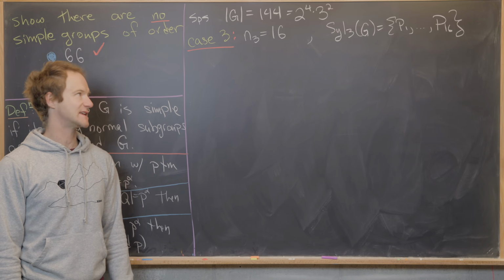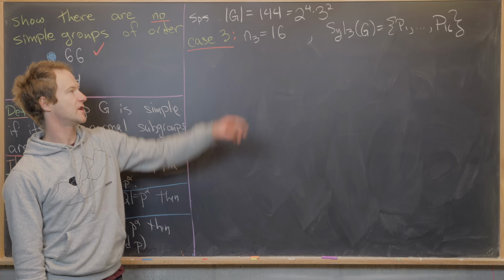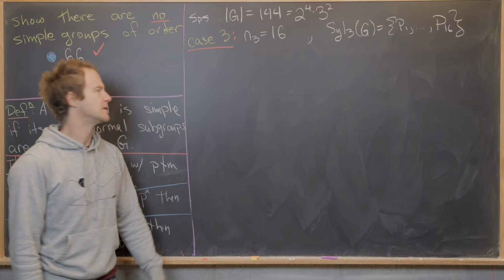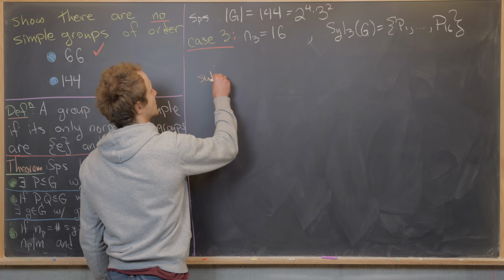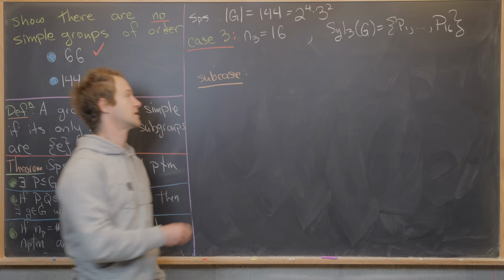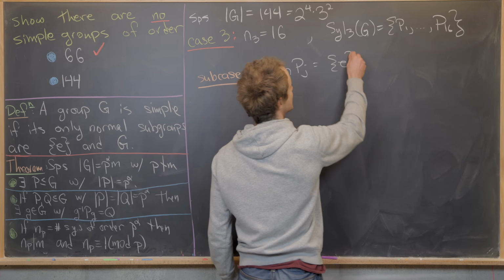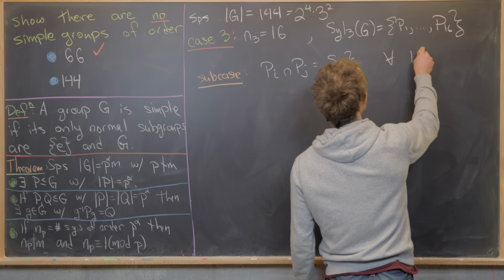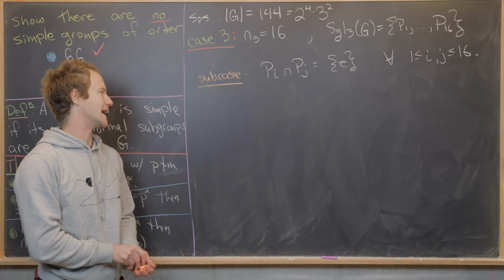Now we're ready to look at our last case, which is there are 16 Sylow 3 subgroups. So I've written them over there as P1 through P16. Okay, so let's maybe break this into 2 subcases. We're actually going to do this a few times. So our first subcase will be Pi intersected with Pj is equal to just the identity element. And this is going to be for all i, j between 1 and 16.